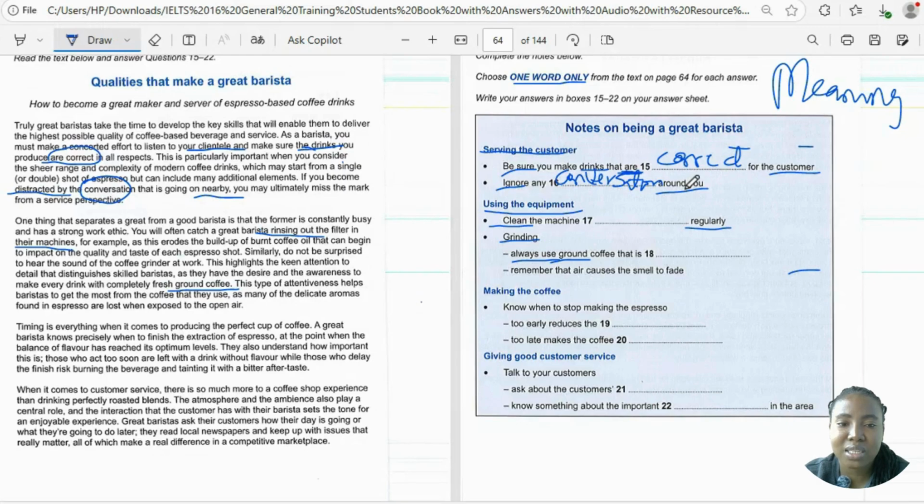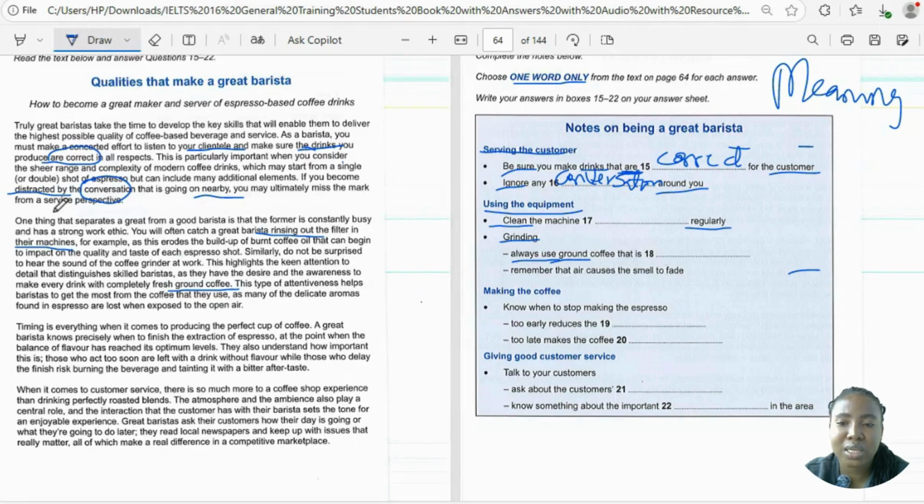17 says clean the machine dash regularly, and we saw rinsing out here and we saw machines here. So we just want to look at that. It says one thing that separates a great from a good barista is that the former is constantly busy and has a strong work ethic. You often catch a great barista rinsing out the filter in their machines, for example, as this erodes the buildup of burnt coffee oil that can begin to impact on the quality and taste of each espresso shot.